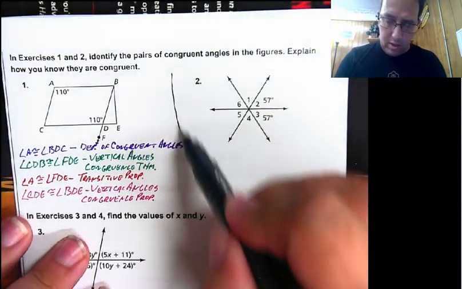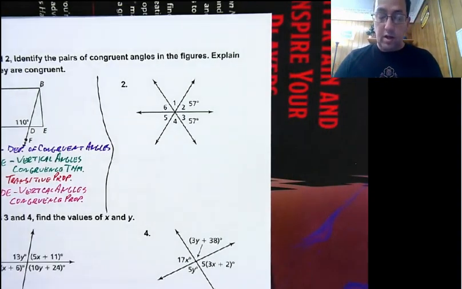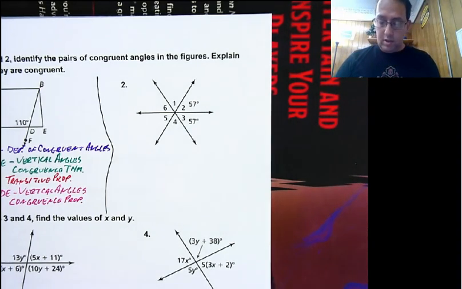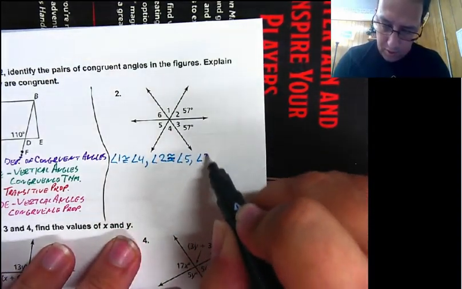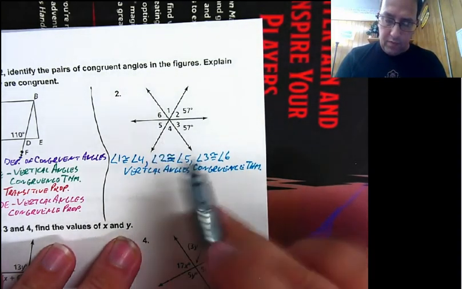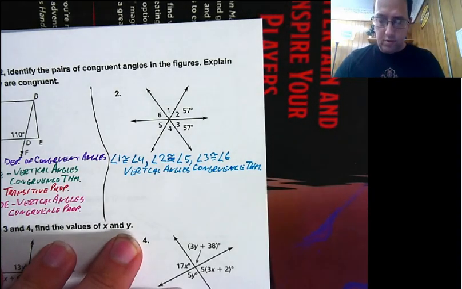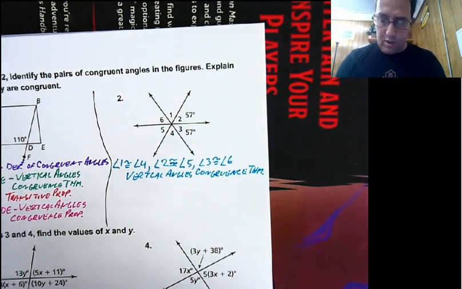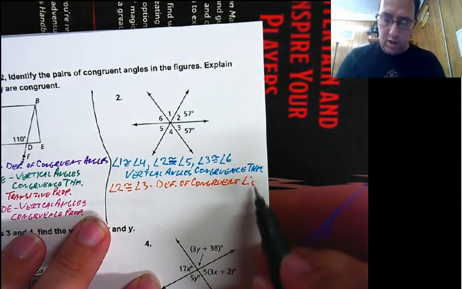Okay, now let's take a look and see what we can do with problem 2. Let's see, we've got a lot of vertical angles here, don't we? So let's just list all of the vertical angles. And since they're all vertical angles, we're going to list them all at the same time. So what do we have? Angle 1 is congruent to angle 4, angle 2 congruent to angle 5, angle 3 congruent to angle 6 because of the vertical angle congruence theorem. What else do we have congruent? Well, we also have angle 2 is congruent to angle 3 because they're marked that way. Definition of congruent angles. And I'm going to abbreviate angles just with a little angle mark and an S.